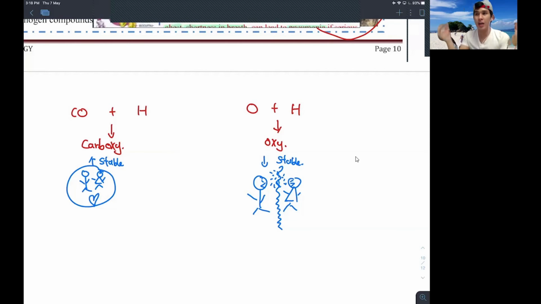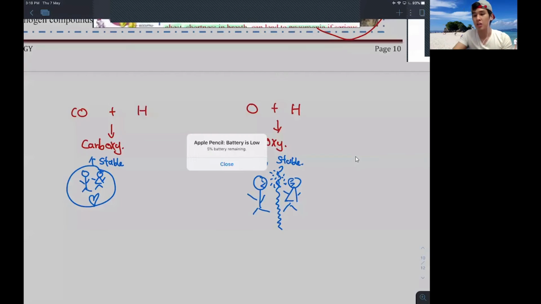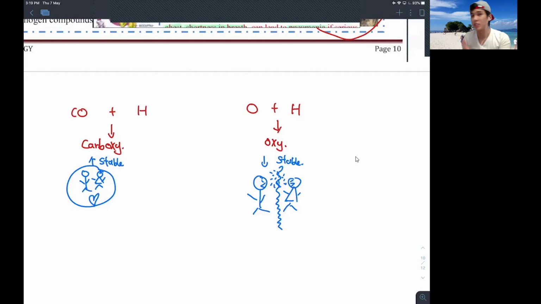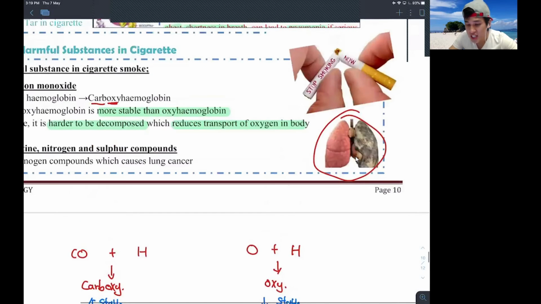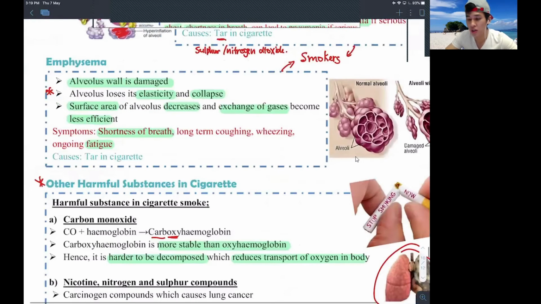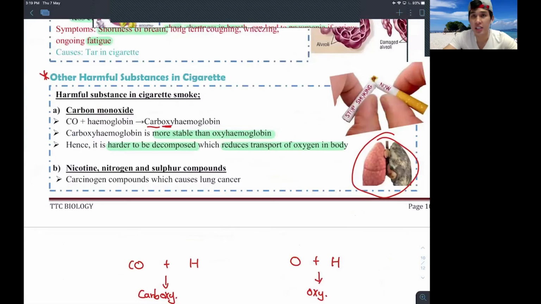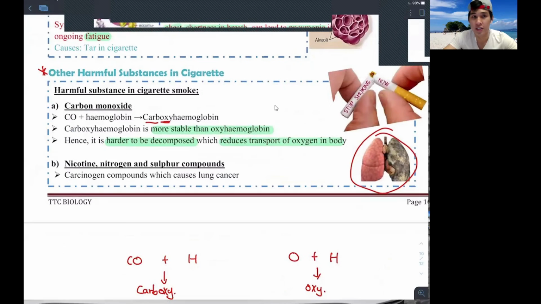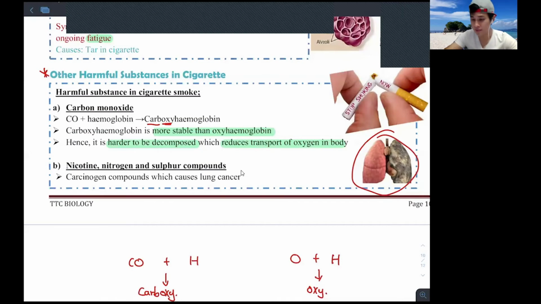So as you breathe in carbon monoxide and oxygen together, hemoglobin will choose to bind with carbon monoxide to form carboxyhemoglobin because it's more stable. Therefore, in the long run, the hemoglobin in your body will decrease, and you have less hemoglobin to bind with oxygen. That's why in the long run, it reduces the transport of oxygen in the body. Is that clear? Does anyone understand this?